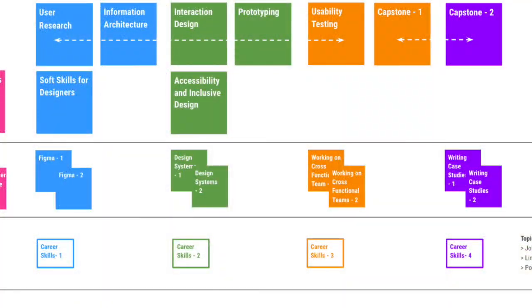And then the final workshop that you see, writing case studies, that is about learning the prescribed way that UX designers write about their work and talk about their work. There is a bit of a formula to it, and for hiring managers, they're used to seeing a case study expressed in a certain way. We will teach you that way.